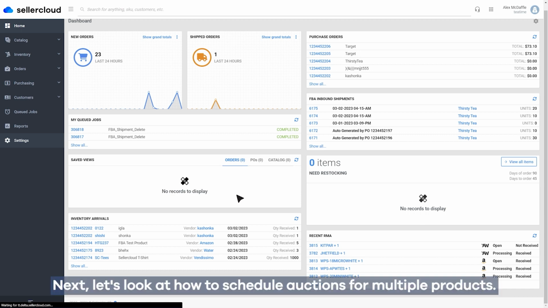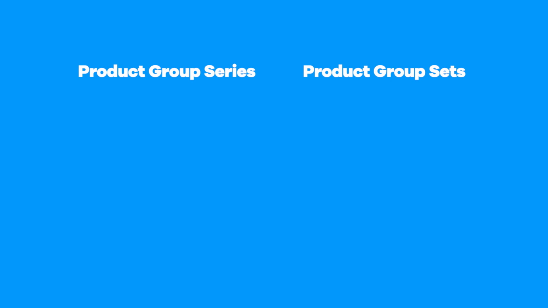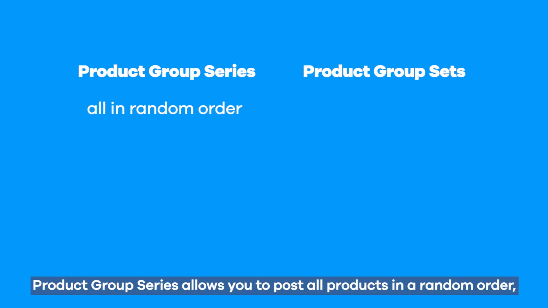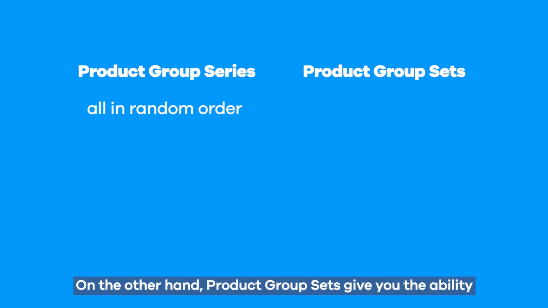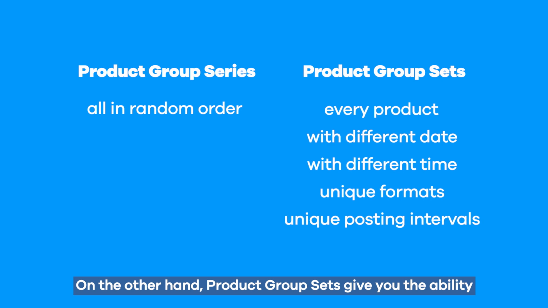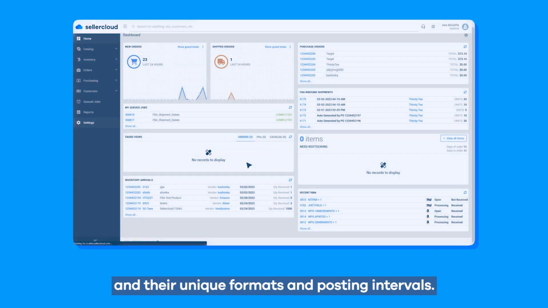Next, let's look at how to schedule auctions for multiple products. With Sellercloud, you have two options: Product Group Series and Product Group Sets. Product Group Series allows you to post all products in a random order, beginning at the given start date and according to the interval schedule. On the other hand, Product Group Sets give you the ability to select different start dates and times for each product, giving you full control over individual items and their unique formats and posting intervals.